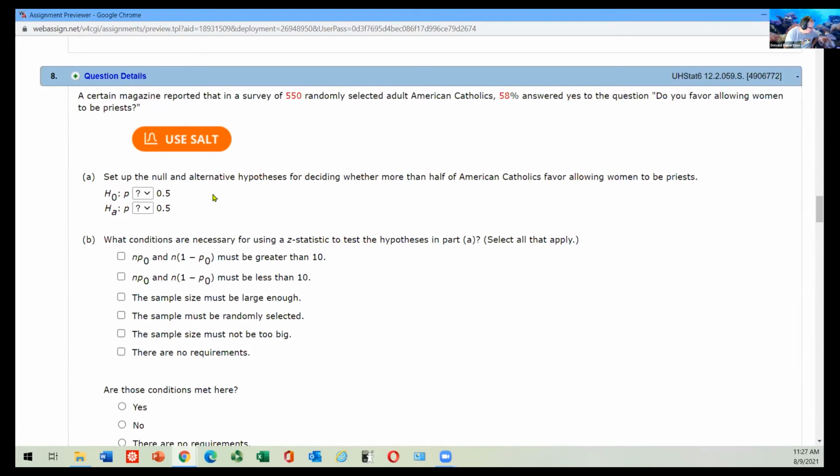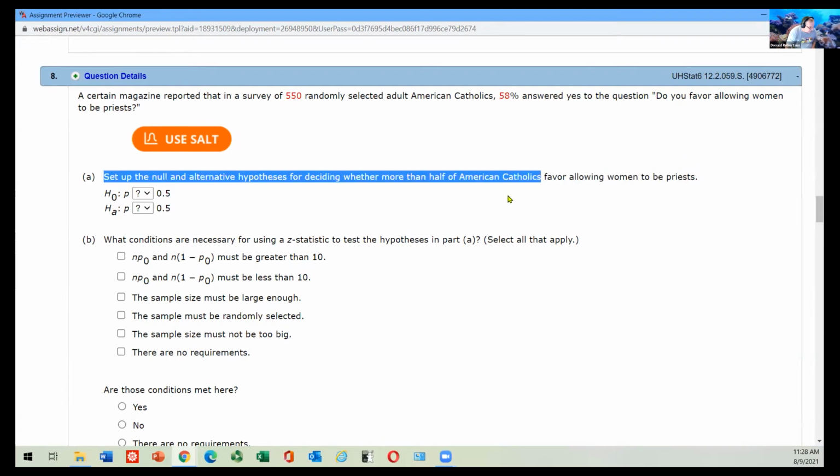Move on. Question 8. A certain magazine reported in a survey of 550 randomly selected adult American Catholics that 58% answered the question, do you favor allowing women to be priests? Okay. Now, set the null hypothesis for deciding whether, here's the phrase, it's very well hidden, more than half of American Catholics favor women being priests, right?